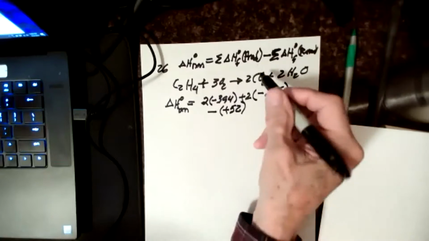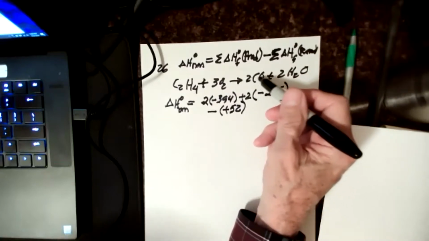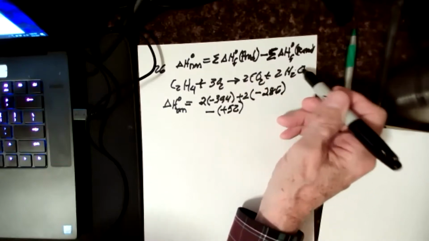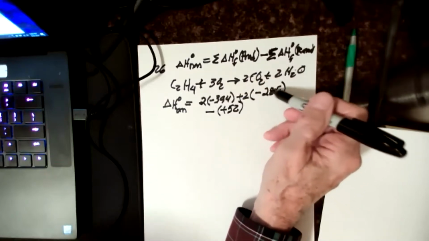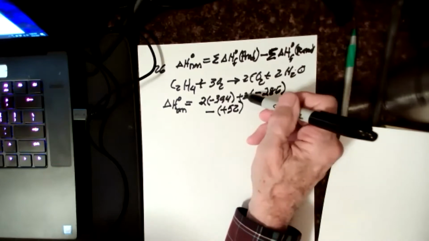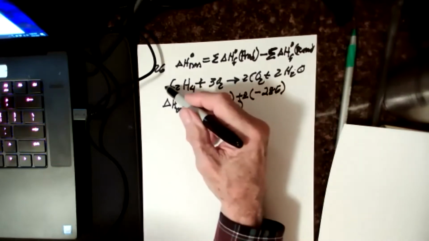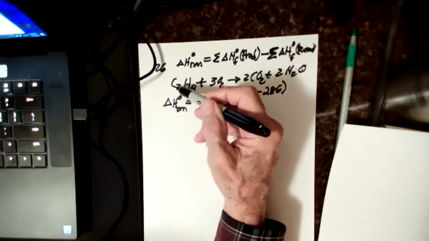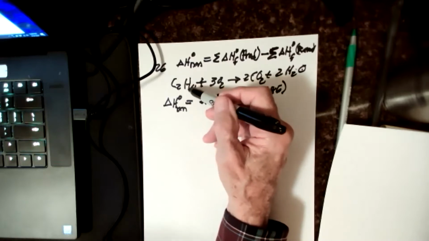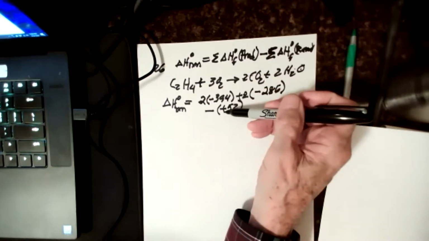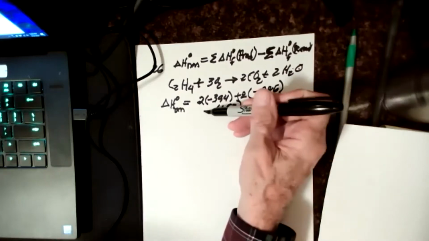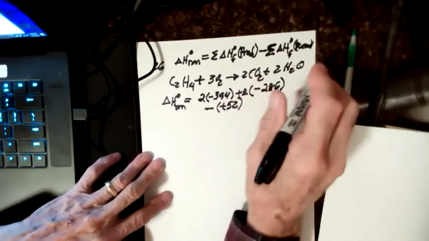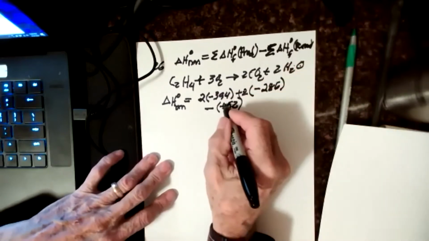So everybody see where I got the number? I looked on the table for the CO2 value. It's minus 394, and I had 2 of them. I looked on the table for the liquid water value is minus 286, and I had 2 of them. I'm subtracting off the heats of formation of the reactants, and I subtracted off the C2H4 value. The C2H4 value in the table is plus 52, but I'm subtracting it. Okay, now, there's really 2 ways to go about this one.